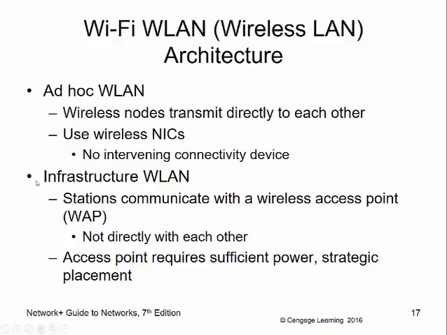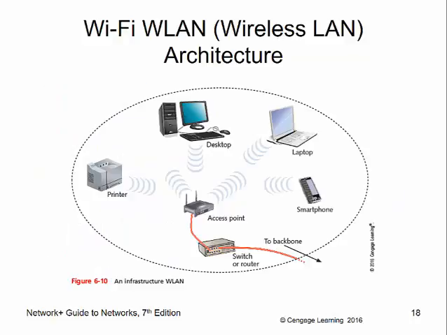Far more common, even in home use now, is the infrastructure wireless LAN. The machines don't talk to each other directly, but they go through a centralized point called a wireless access point, a WAP, or an AP. This requires a little bit of infrastructure. And the access point does not exist by itself. It's actually sitting here as part of a wired network.